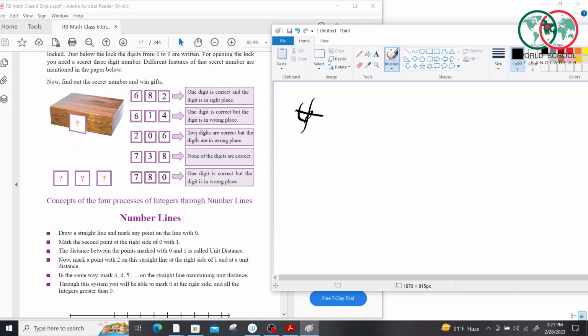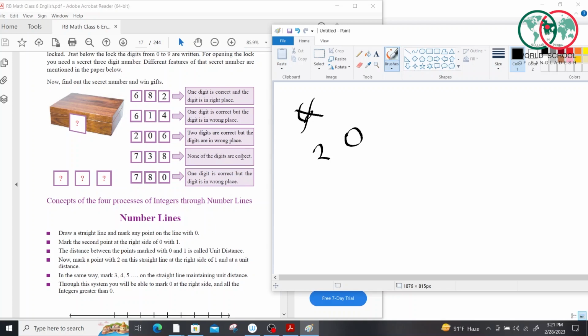In our third puzzle, it says 2 digits are correct but the digits are in the wrong place. That means among these, 2 digits are correct but they are in the wrong position. So it has to be between 2 and 0, because 6 is not in our options. Okay, so 2 and 0, but we don't know the position of these 2, where they belong. So now let's go to the next one.